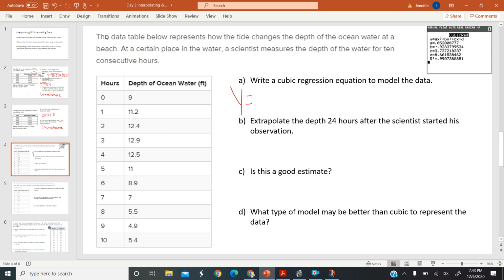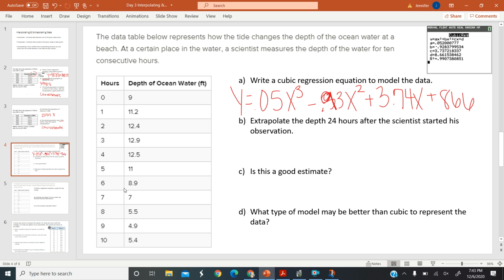So we would have y equals, a is 0.05 x cubed minus 0.93 x squared plus 3.74 x plus 8.66. And then it wants you to extrapolate the depth 24 hours after the scientist started his observation.